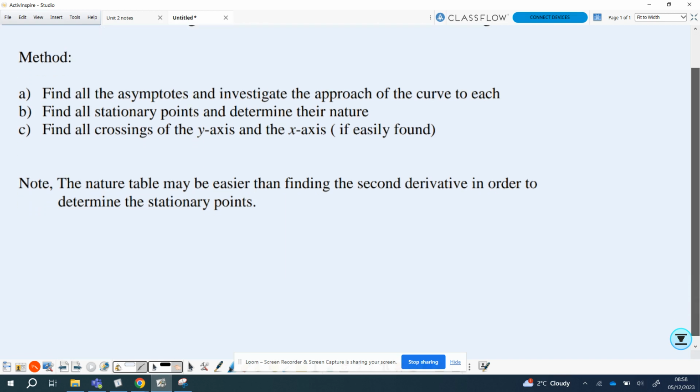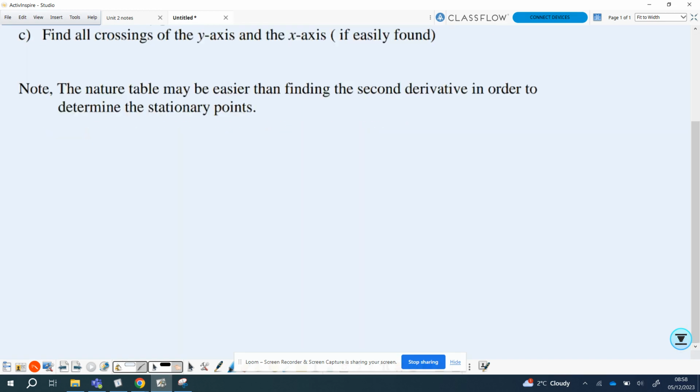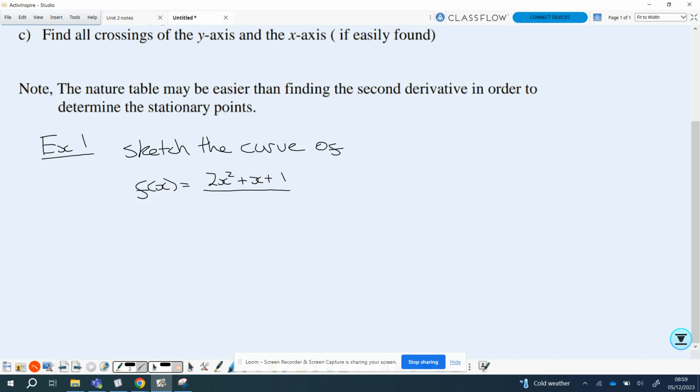So let's start us off. We'll just do one example to show us the process. This is a long question, but we'll look at the first one here. So example one, we're going to be given the function, so we'll sketch the curve of f of x, which equals 2x squared plus x plus 1, all divided by x minus 1. Okay, so that's the question you could be asked. We want to sketch that curve, we want to find out what's happening here.